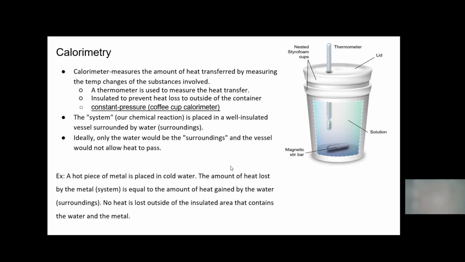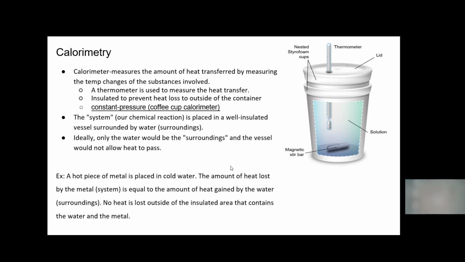So calorimetry is the measure of heat transferred by measuring the temperature changes of the substances involved. We use coffee cups and we insulate them to try to prevent heat from leaving our experiment. In this case, the system is our chemical reaction and the water is the surroundings. Ideally, we don't want heat to be removed from this, but that's not completely possible because we still open the lid to put something in it. But we pretend that we do this so quickly nothing leaves.